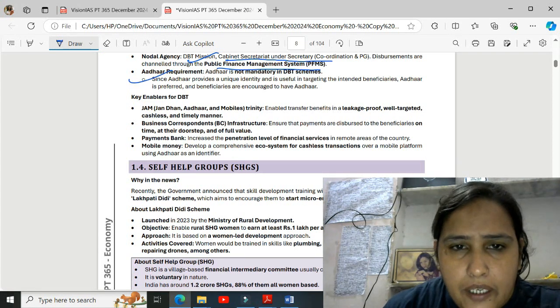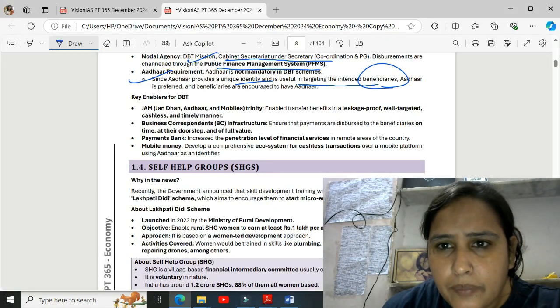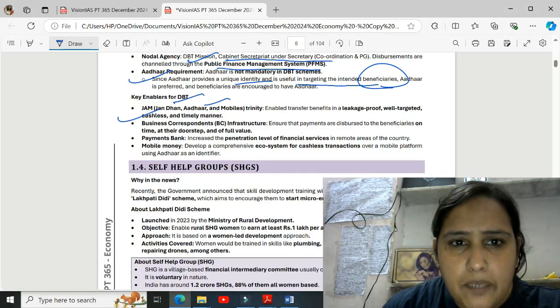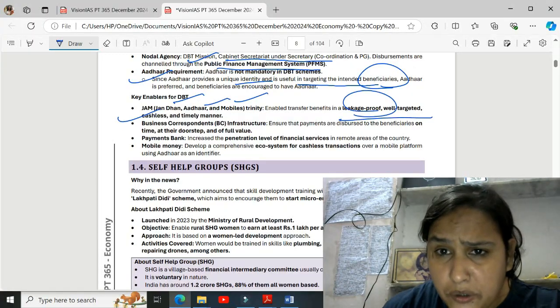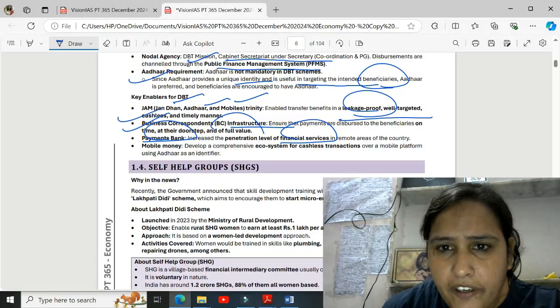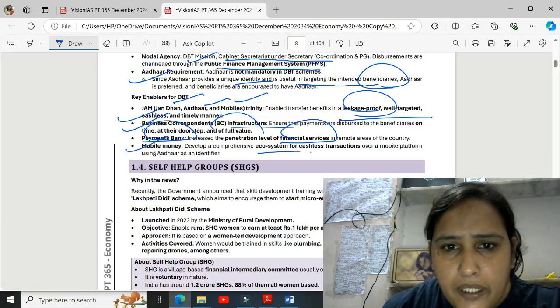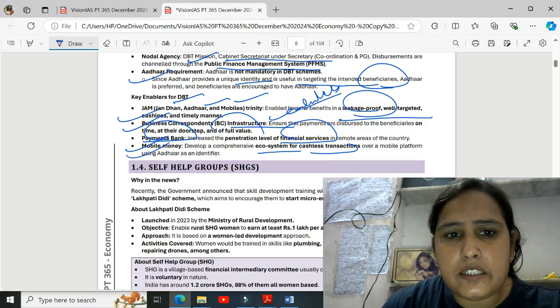So this is Aadhaar. After Aadhaar, there is the unique identity, useful for targeting the beneficiaries, and JAM is the Jan Dhan, Aadhaar and Mobile trinity. Leakage should not be there, and there is business correspondence infrastructure, payment banks, which give a penetrative level of financial services, and mobile money, which is the ecosystem for cashless transactions. So cashless transaction is done with mobile money.